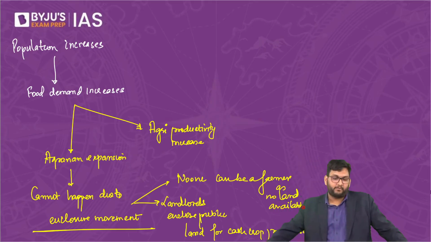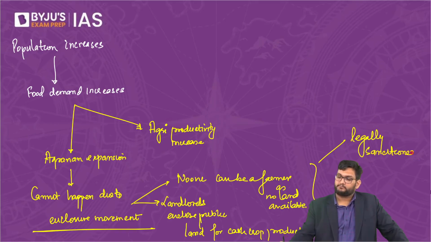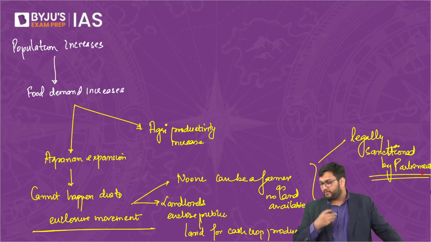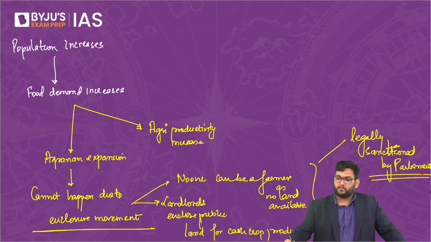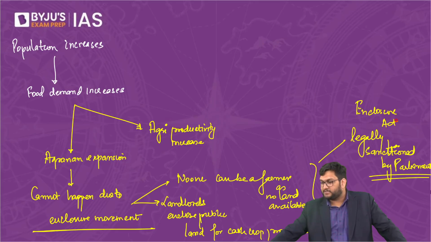Very simple, straightforward. This is not done illegally. This is legally sanctioned by Parliament. And that should not come as a shock to you because the MPs and the landlords were intermixed. These are called the Enclosure Acts. They are enclosing for commercial agriculture.